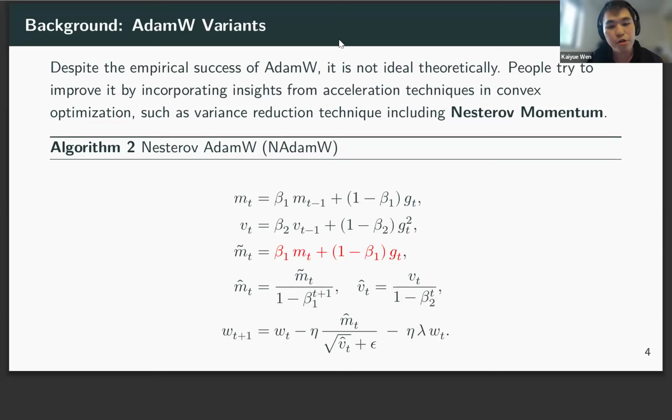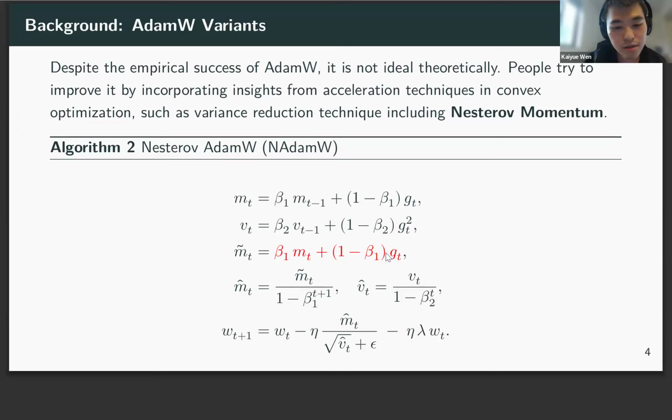One of the important tricks that people tried is called Nesterov momentum. Compared to AdamW, Nesterov AdamW is also very simple. The only difference is that instead of taking the original momentum on every step, the algorithm will mix the momentum MT with GT again.